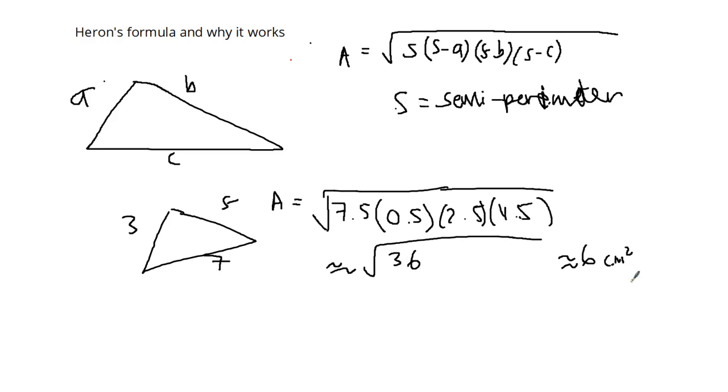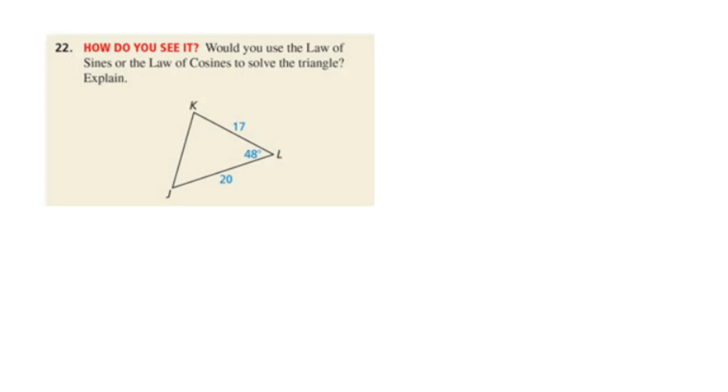That's the area of the triangle. So it's about 6 centimeters squared, probably a little bit more, but I'm not going to calculate. I'm also going to be doing these approximations for the next ones as well. So would you use the law of cosines or the law of sines to solve this triangle?